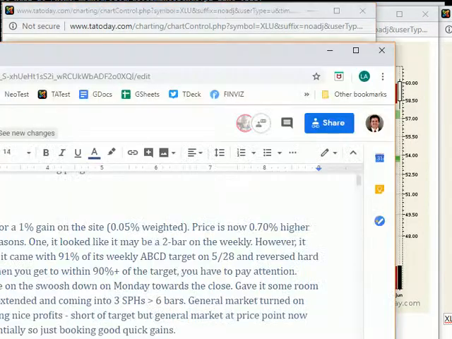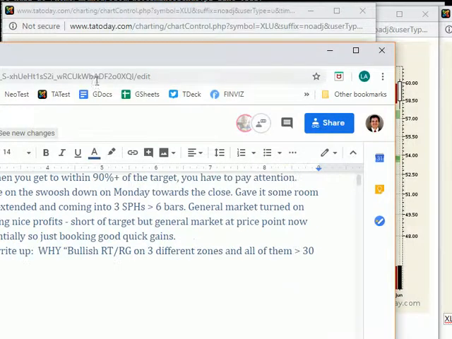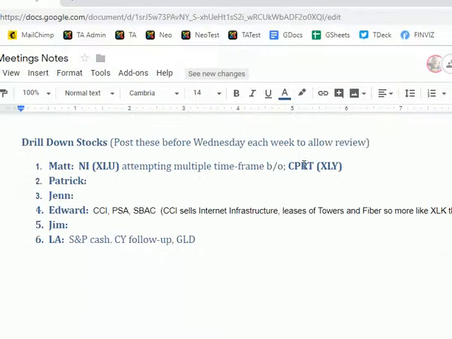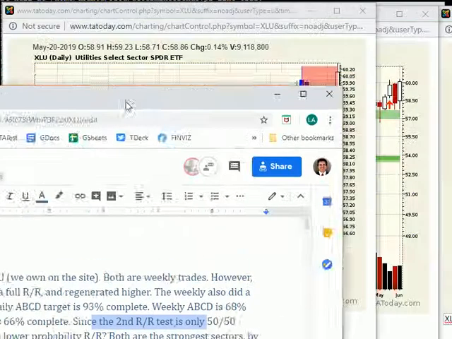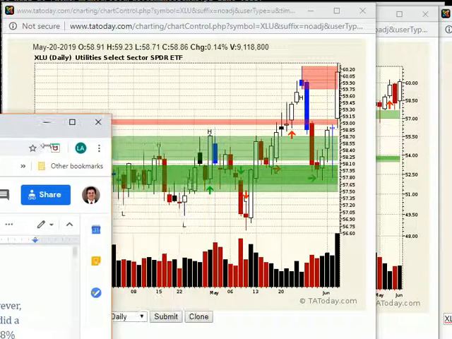You can go back over the notes and scroll. Yeah, I am. To see XLU in the middle. It has actualized 66% since the second. I know it did. Yeah, it's the second retest region. It's only a 50-50 probability of it holding if it comes back. Oh, on the weekly. Yeah.